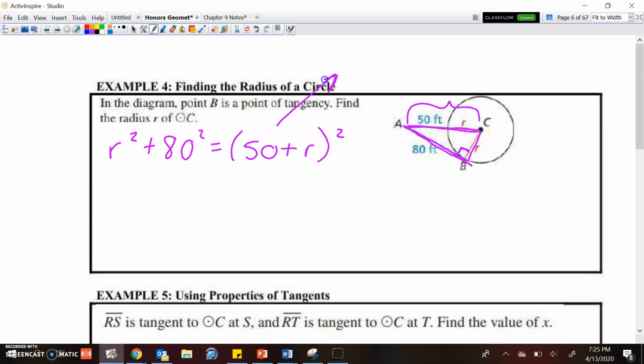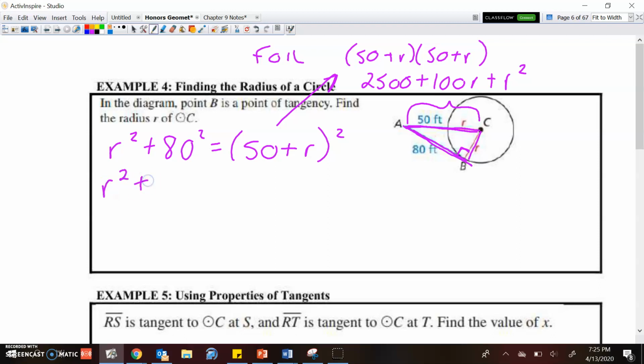Now let's branch this out for a second. We can't distribute the squared. We want to remember that this means (50 plus r)(50 plus r), and we have to FOIL it, so we get 2,500 plus 50r plus 50r, so that's plus 100r plus r squared. So what I did there was I FOILed. Okay, so I'm going to rewrite my problem. I have r squared. 80 squared is going to be 8 squared is 64, and I add 2 zeros. And then I'm going to rewrite (50 plus r) squared, but I'm going to put it in standard form: r squared plus 100r plus 2,500.